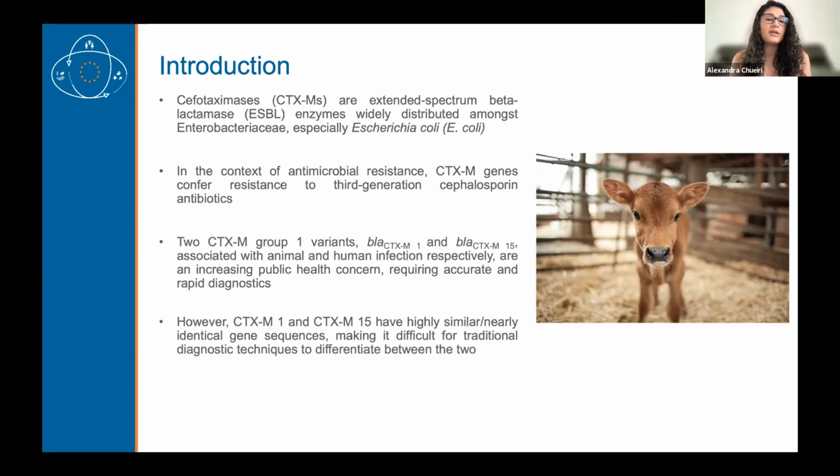So today I'll be talking about the two CTX-M group 1 variants, blaCTX-M-1 and blaCTX-M-15, which are associated with animal and human infection respectively, and are an increasing public health concern, which require rapid and accurate diagnostics. The problem is that CTX-M-1 and 15 both have highly similar, nearly identical gene sequences. So it's hard to differentiate between the two. Even though clearly one is human, one is animal, there are very few single nucleotide polymorphisms, or SNPs, involved in each sequence, which I'll talk about later.